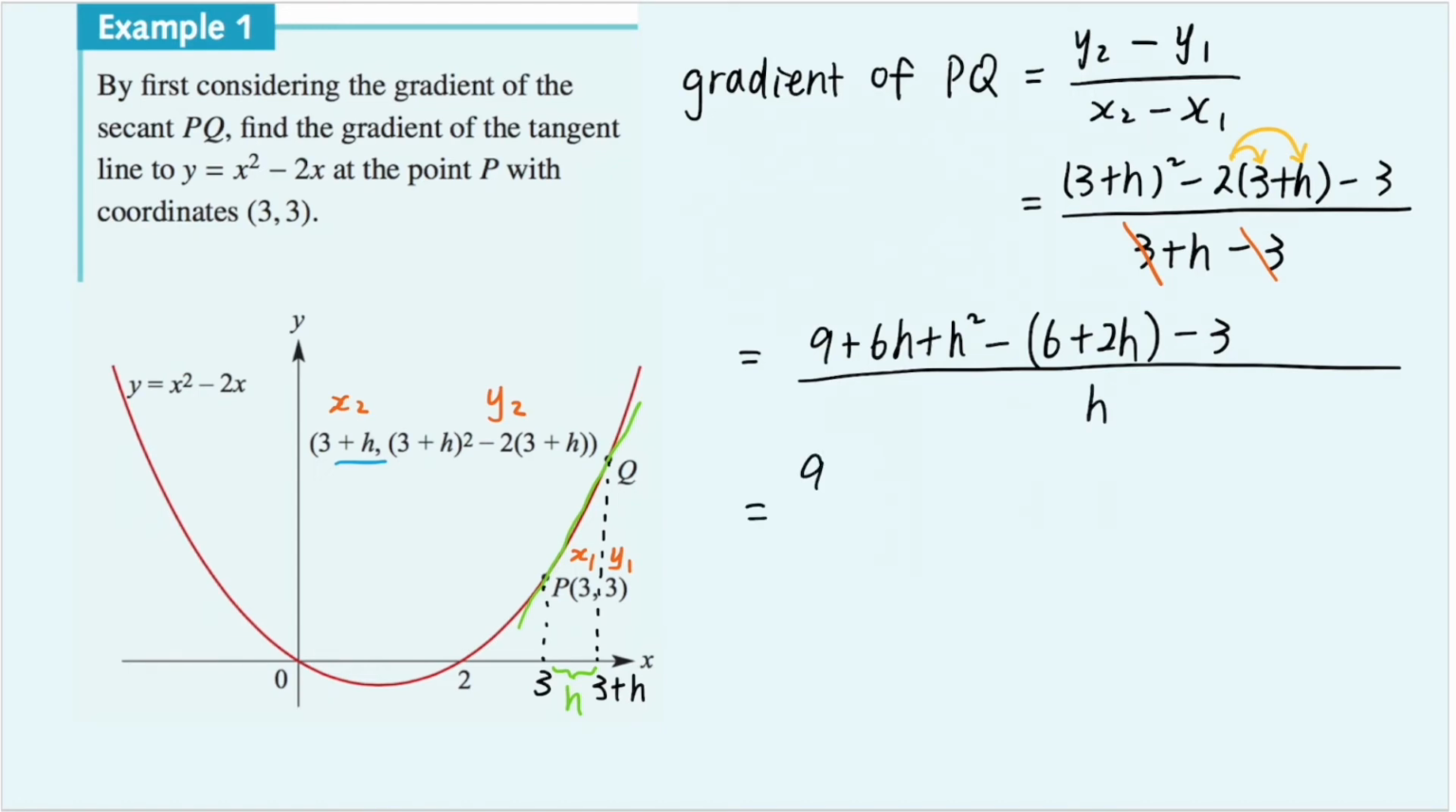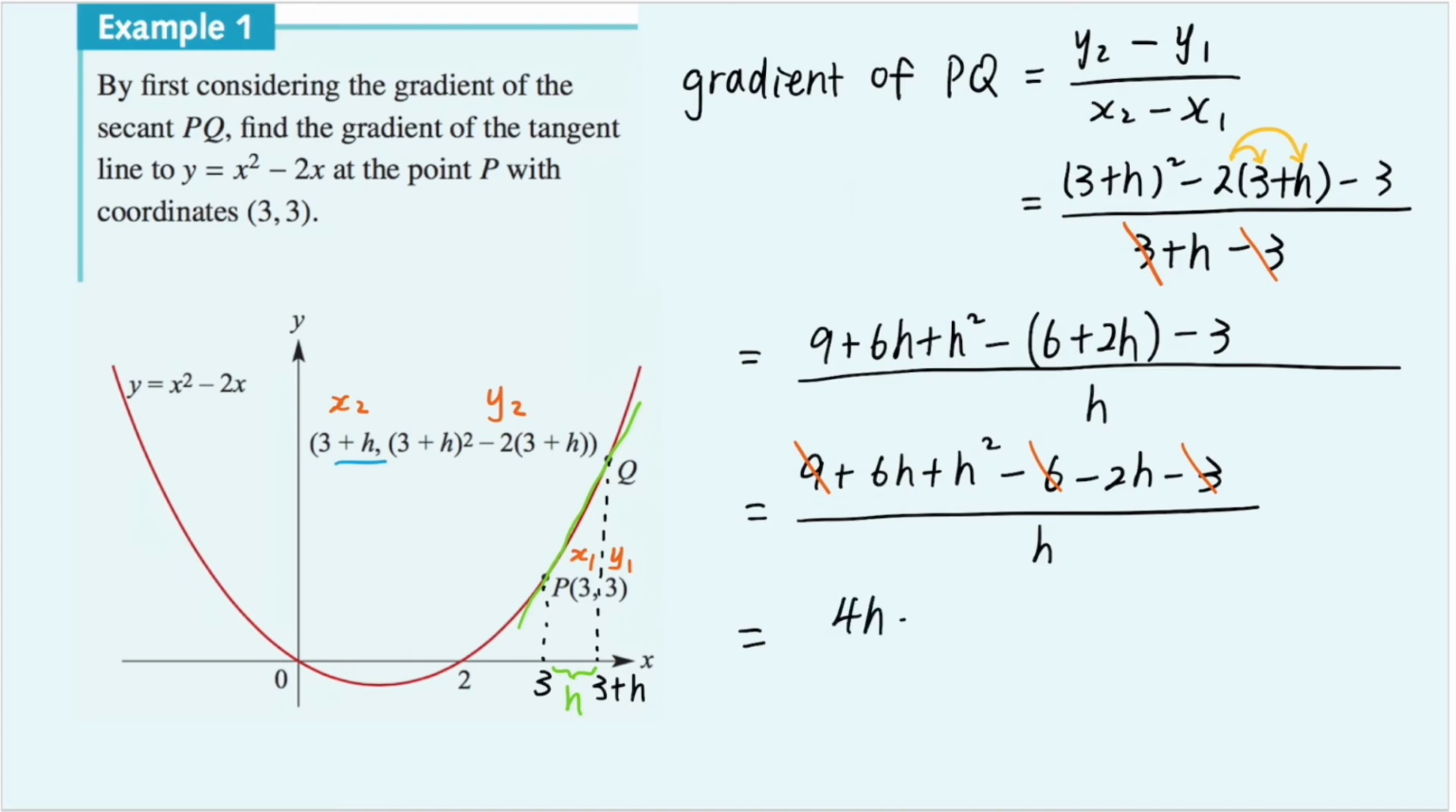All right, let's now expand the bracket. 9 plus 6h plus h squared minus 6 minus 2h minus 3, over h. 9 minus 6 is 3. 3 minus 3 is 0, so that's gone. And 6h minus 2h, we're left with 4h plus h squared over h. If we cancel one h out of each term, this h is gone, becomes 1, that becomes 1, and h squared becomes h. So we're left with 4 plus h.